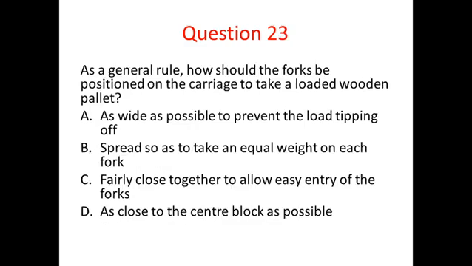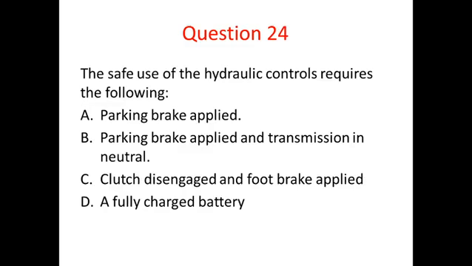23. As a general rule, how should the forks be positioned on the carriage plate to take a loaded wooden pallet? Wooden. So if it's wooden, you just want to have the weight balanced evenly. Spread to take an equal weight on each fork. However, if it's a dynamic load, if it's a live load, a metal stillage or something like that, then you want to make sure the forks are wider to prevent it from sliding around and moving. But generally, with a wooden pallet, you just want to take even weight on each fork.